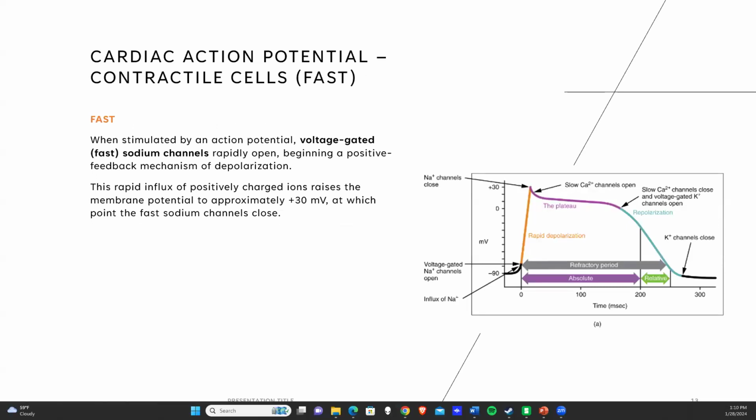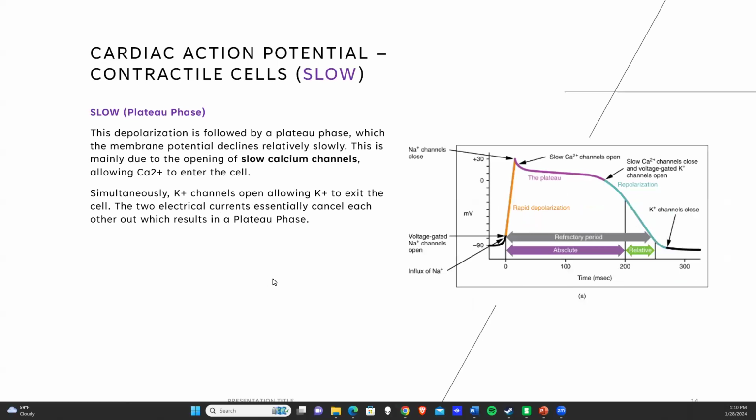As you can see here on the orange line, the action potential stimulates fast voltage-gated sodium channels, causing them to open rapidly. This raises the charge to roughly 30 millivolts when the channels close. So you can see that it goes pretty much straight up. Next, this begins the plateau phase, and you can see it here on the purple line, how it just stays steady.